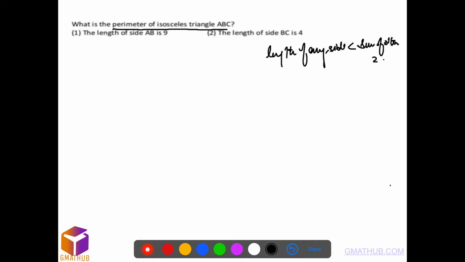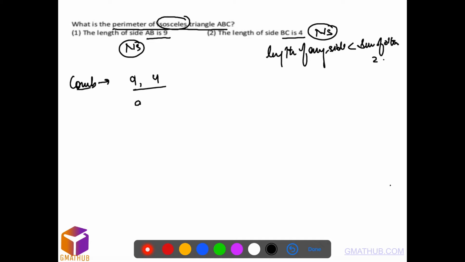So we need the three sides of the triangle. The first statement says one side is 9, clearly not sufficient. The other one says one side is 4, clearly not sufficient. We don't know anything about the other two sides. Combining it, we know one side is 9, another is 4, and it's isosceles, so one number repeats. So it could be 994 also, it could be 449 also.